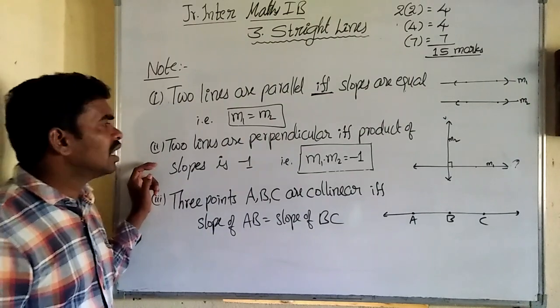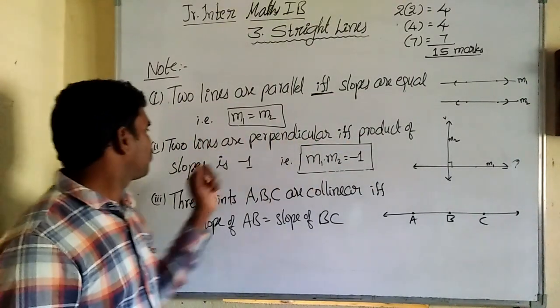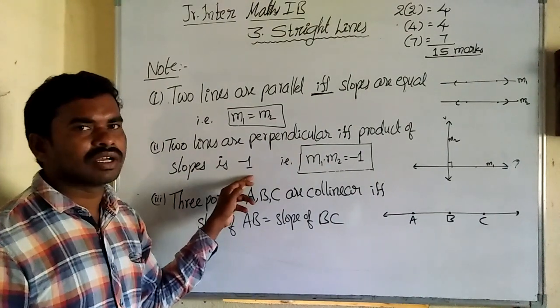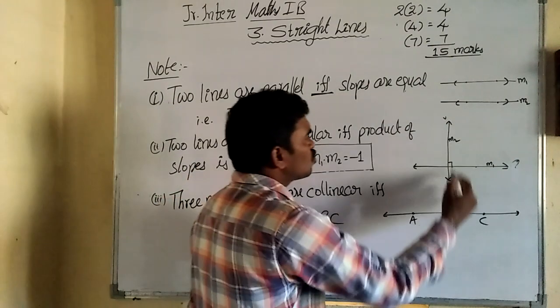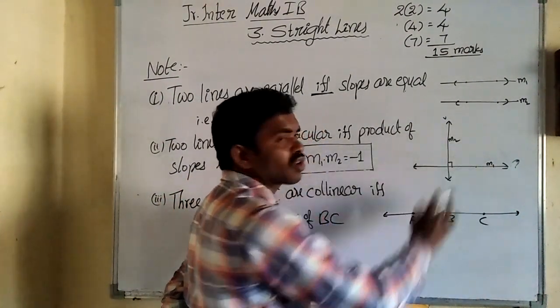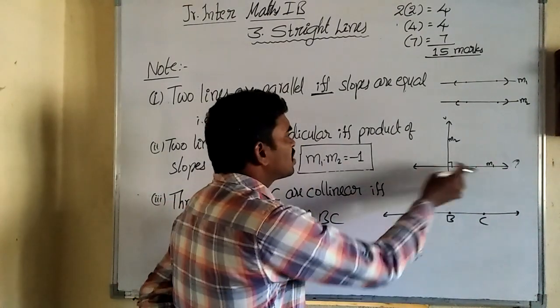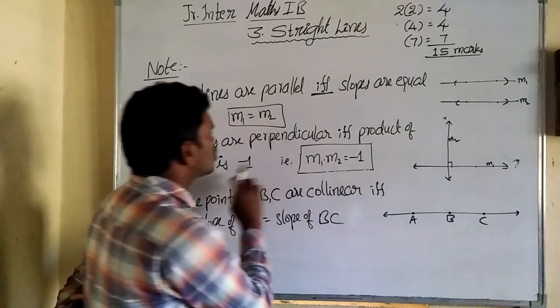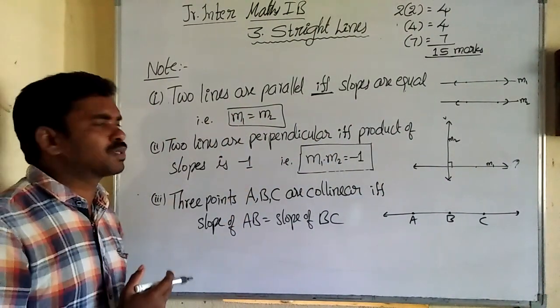Next, second statement. Two lines are perpendicular if the product of slopes is -1. That means m1 into m2 equals -1. See, suppose two lines are perpendicular, meaning 90 degrees, then the product of the slopes is -1. Or we can say if the product of the slopes is -1, then the two lines are perpendicular. In both ways we can express.